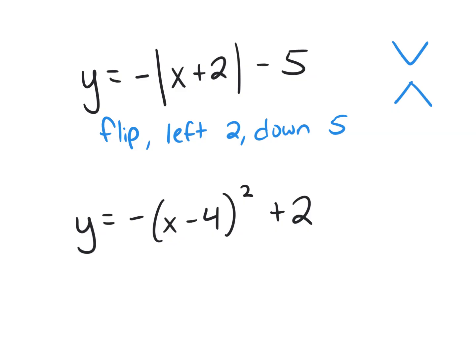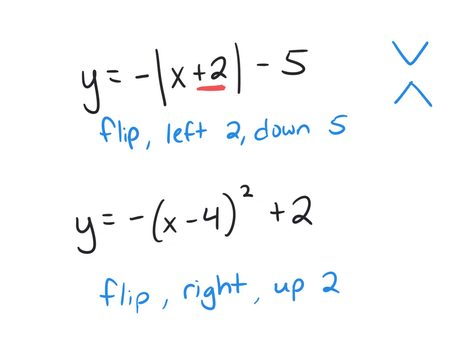And this one here, how many things are happening? 3. Again, what does this negative do? Flip. Minus 4. So it would go right 4. Remember, think opposite. Good. Plus 2. Up 2. So why does it change if it's absolute value and it's not absolute value? Like plus 2, it's left, but minus 4, right? Yep, so no matter if it's absolute value or squared, you still have to think opposite of what you normally do.